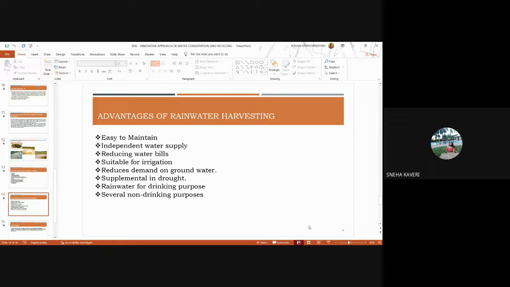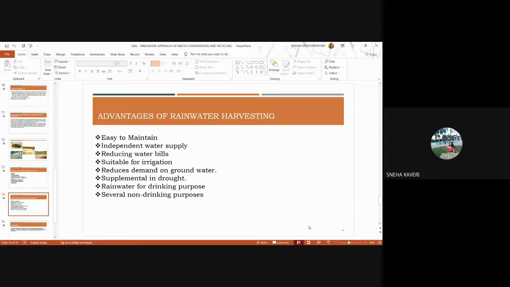Rainwater for drinking purposes. Rainwater keeps the environment green and conducive to life, and rainwater is also independent of the pollutants found in groundwater. If rainwater is properly harvested with the right size system, we can say, and equipment, it can be used for drinking purposes also.